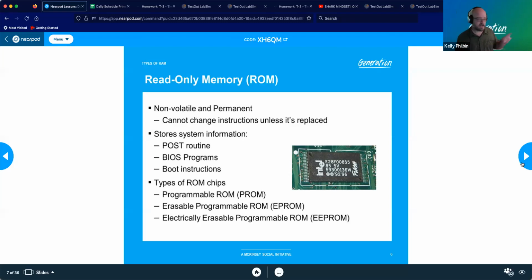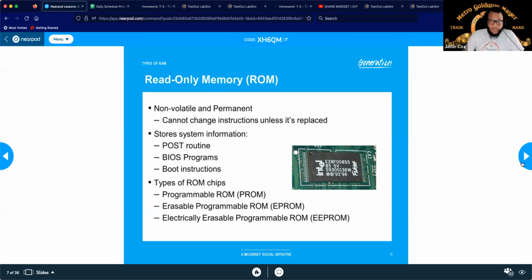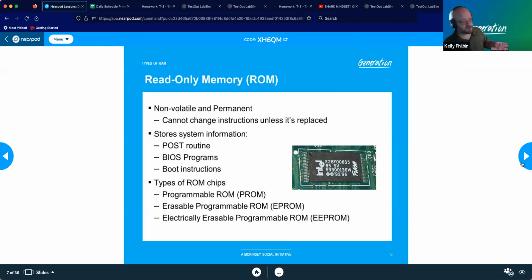Does anybody remember what happens if this gets interrupted? Your PC's bricked. Expensive paperweight. There you go. The PC is bricked. It becomes an expensive paperweight.